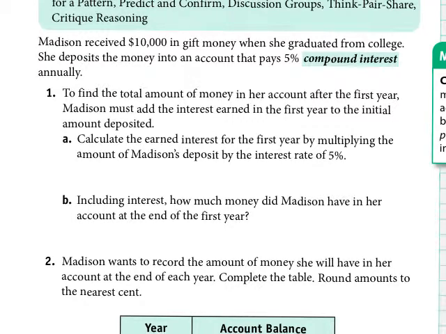It says Madison received $10,000 in gift money when she graduated from college. That is one heck of a gift. It'd be really nice to receive that. It says she deposits the money into an account that pays 5% compound interest annually.